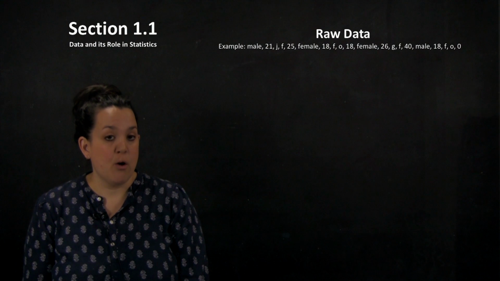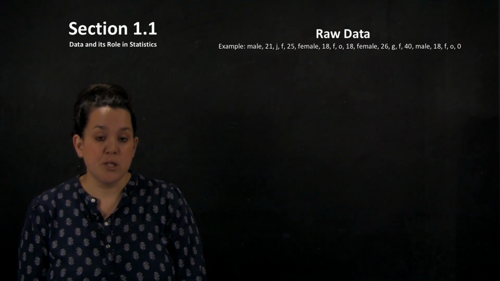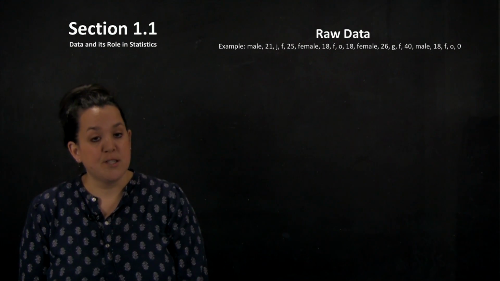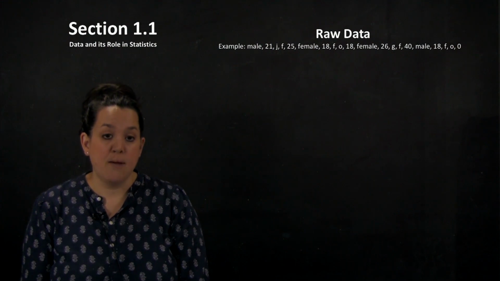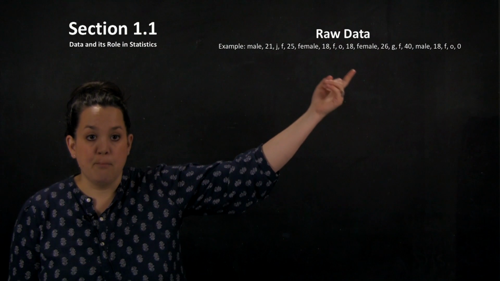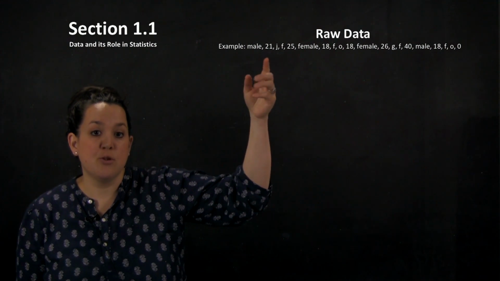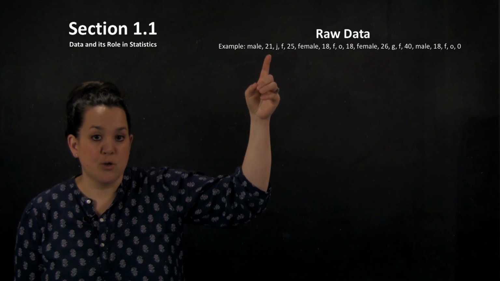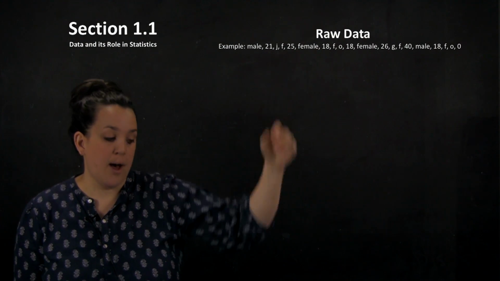Sometimes raw data is error-free, so there's no cleaning that has to be done. Sometimes, though, there is some data cleaning or typos that may have to be corrected. So raw data here is maybe not as interpretable as you would like. We don't know necessarily what that 21 refers to, or the J or the F.